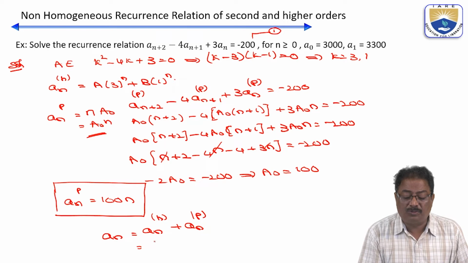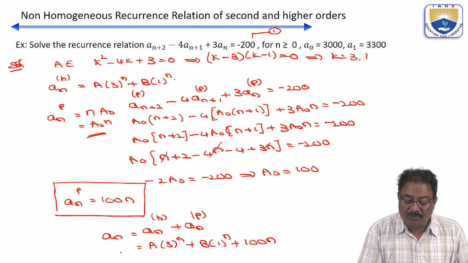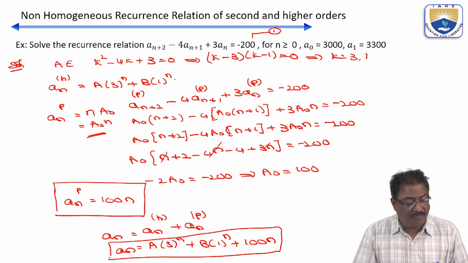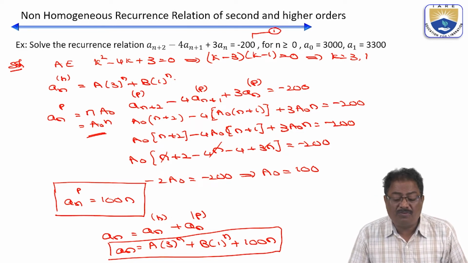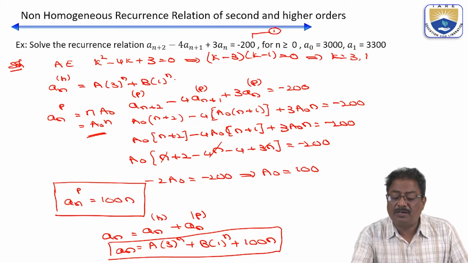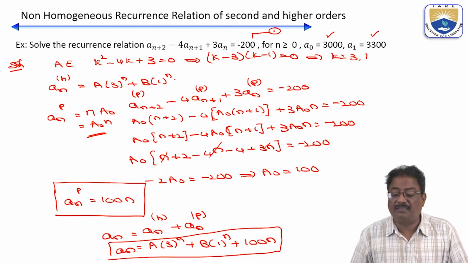So this is equal to a into 3 to the power of n plus b into 1 to the power of n plus 100n. So this is just the general solution of the given recurrence relation. Whenever we have a general solution of the given recurrence relation, we are going to find the particular values, that means what a is and what b is.